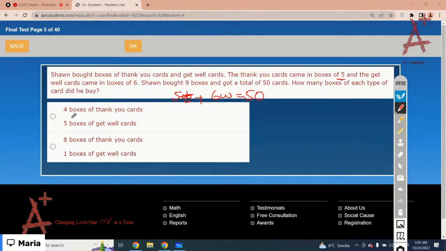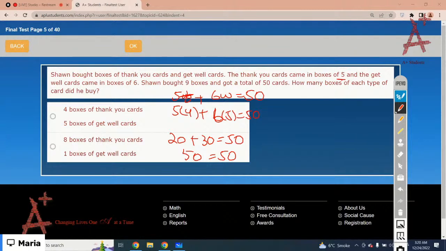So let me just use the options: 4 boxes of thank you and 5 boxes of get well. So 5 times 4 plus 6 times 5. 5 times 4 is 20, plus 6 times 5 is 30. 30 plus 20 is 50, and 50 equals 50. Got it? That means the first option is the correct one: 4 boxes of thank you cards and 5 boxes of get well cards.